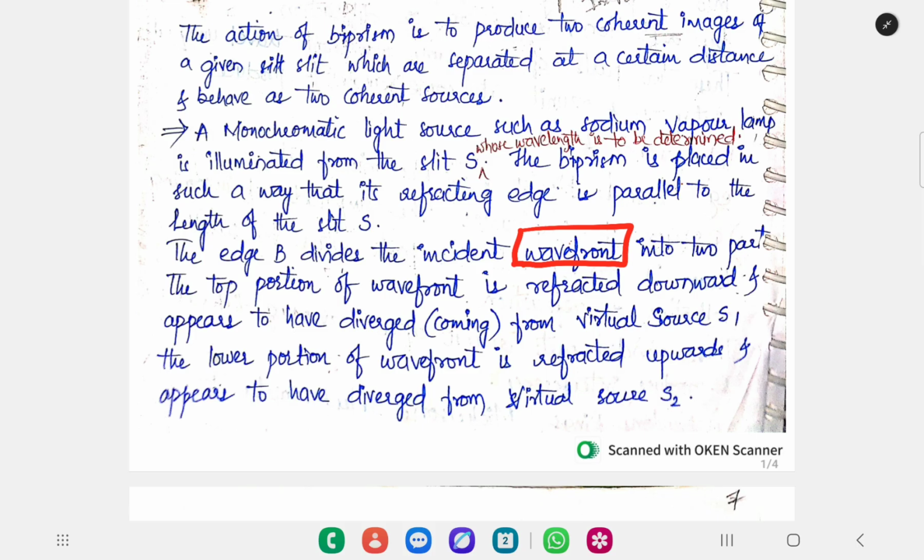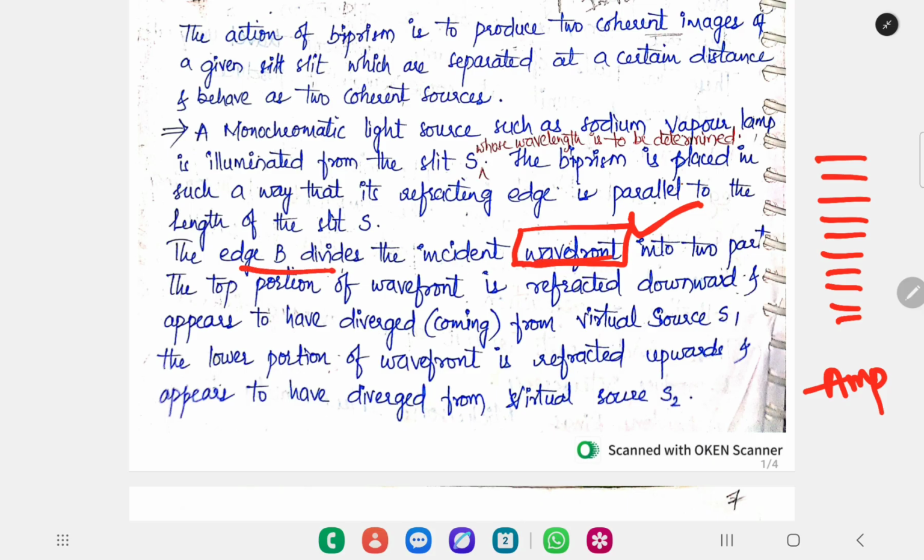We have already seen in earlier classes that interference patterns can be formed by two methods. One is by division of wavefront and another one is by division of amplitude. The interference pattern we are getting in this Fresnel's biprism is due to the division of wavefront. So here at the edge B, the incident wavefront is divided into two parts.